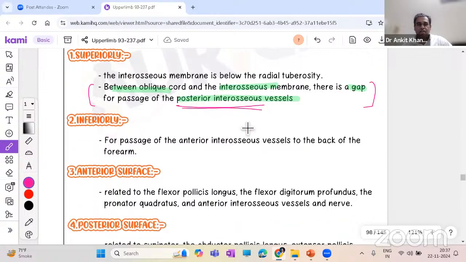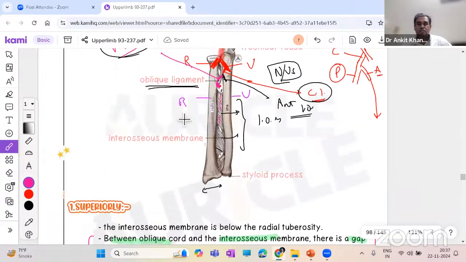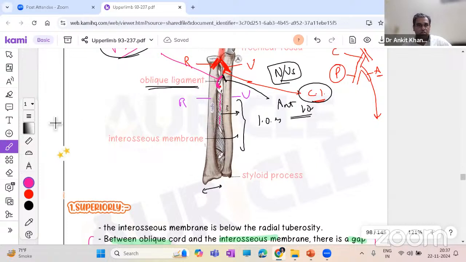Okay, then inferiorly also there is a gap for the anterior interosseous. Now here you can see a gap. Now look over here, black color. Let me trace it down. This black color was anterior interosseous artery. It is running on the interosseous membrane. As it comes down, the posterior interosseous artery which was running behind it is very small. Normally, posterior interosseous artery is much smaller than anterior interosseous.